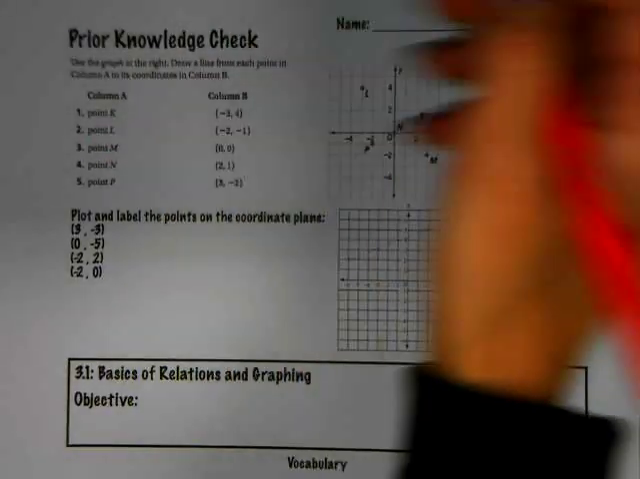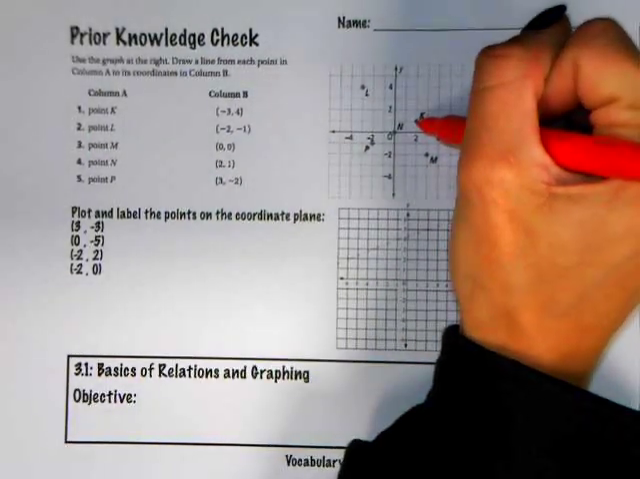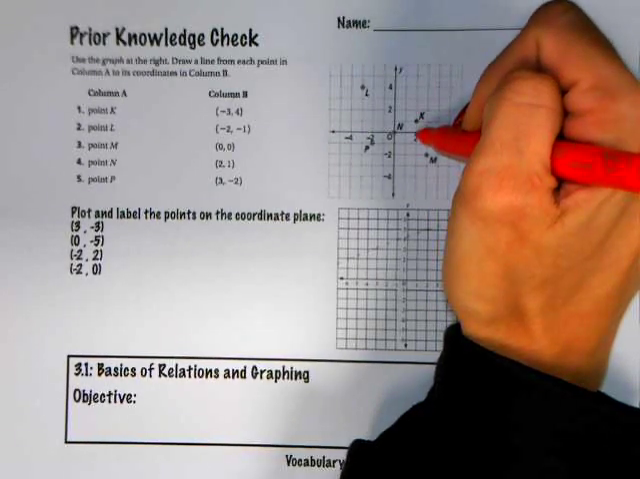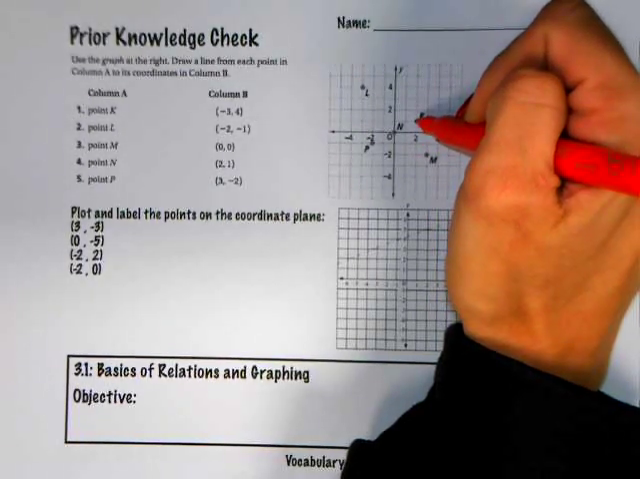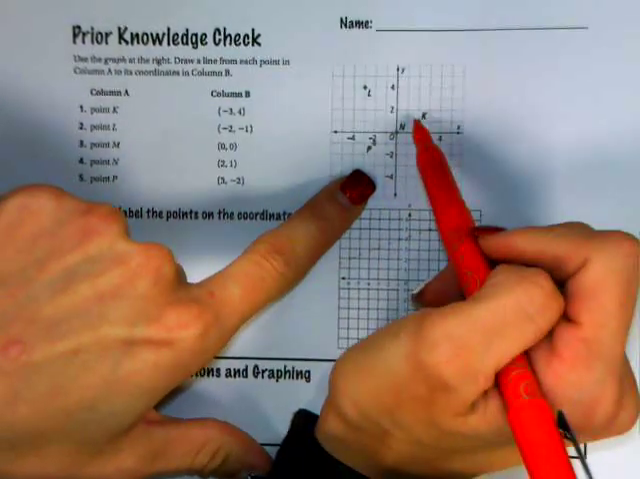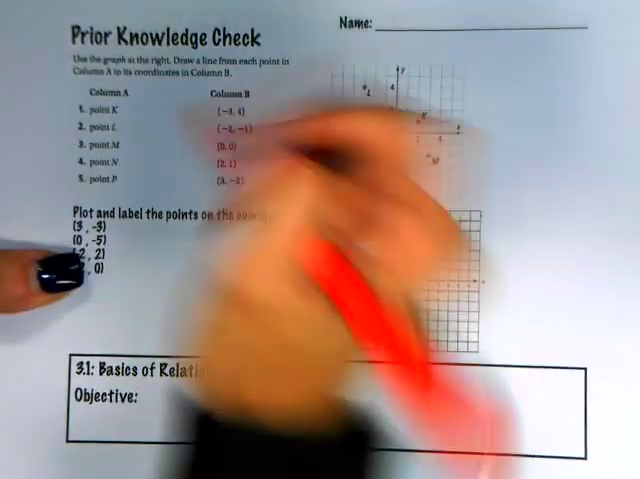So for point K, that's right here. What number is it for X? Yep, down here is that 2, and then for Y, it's at what? 1. Yep, so that's going to match up to 2, 1.